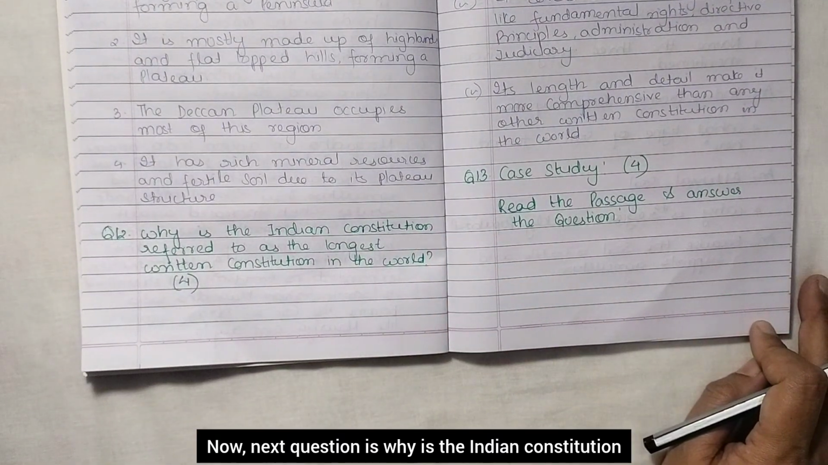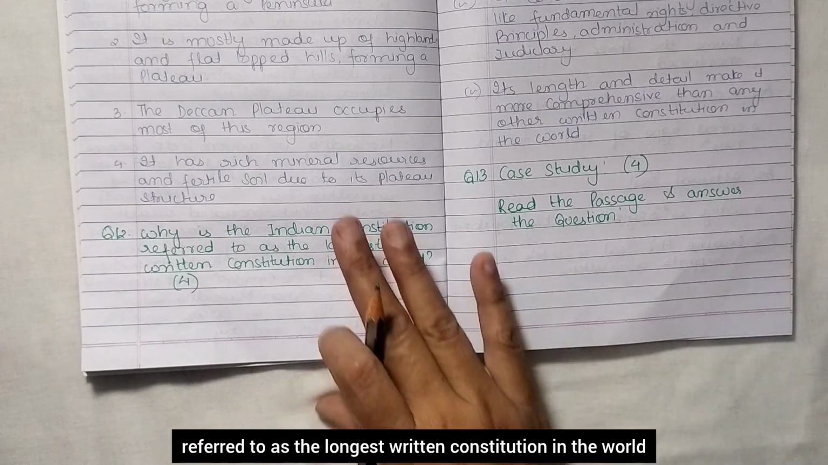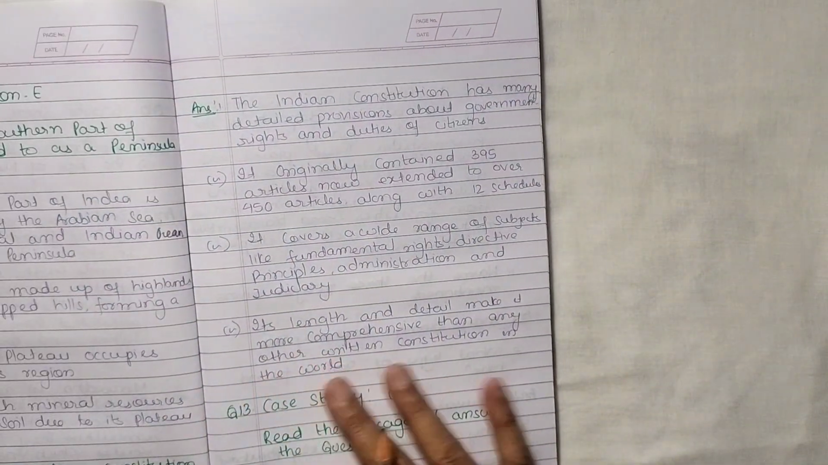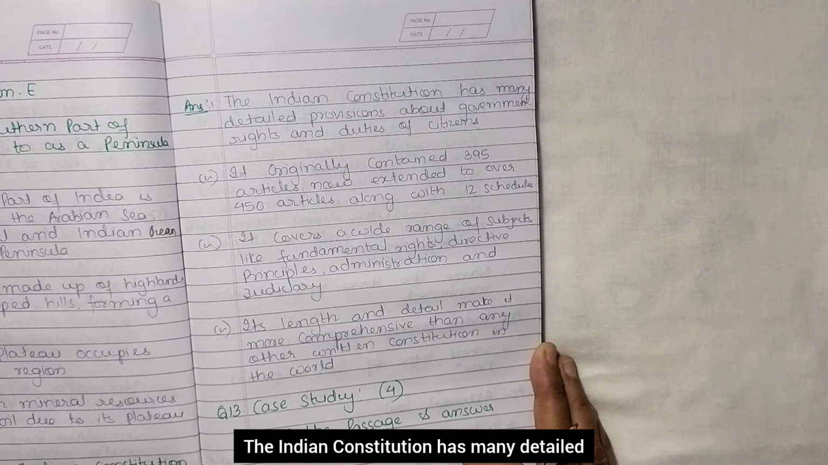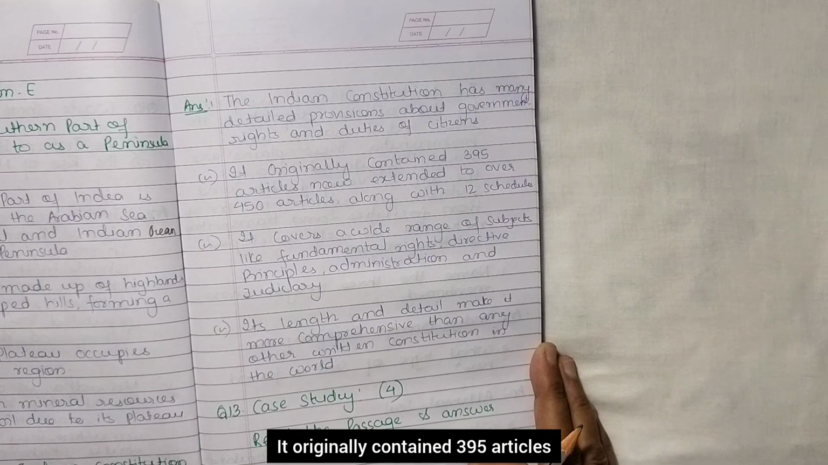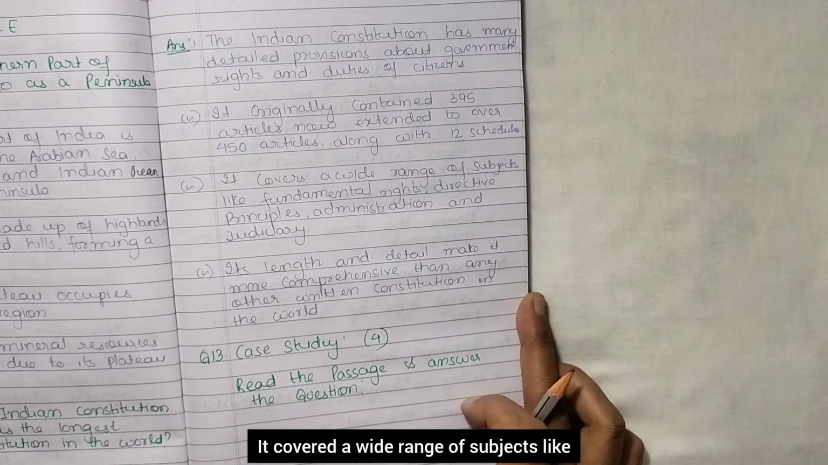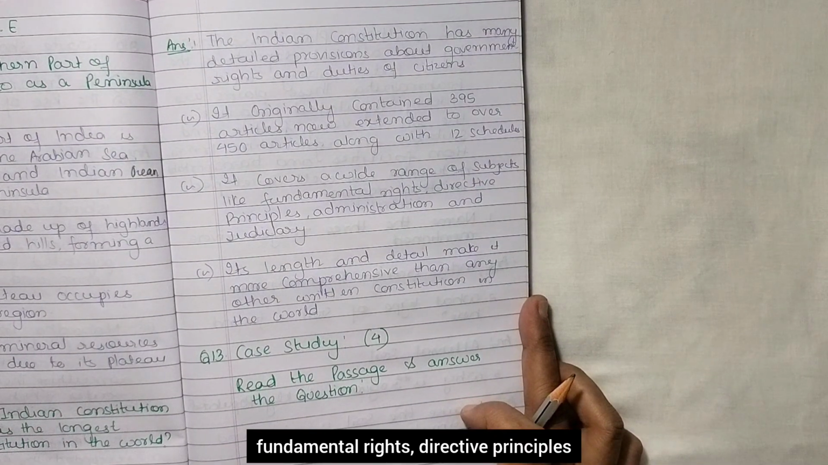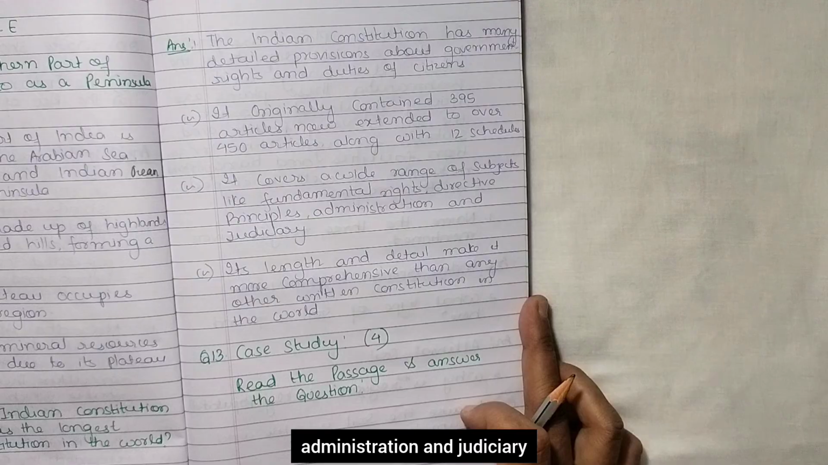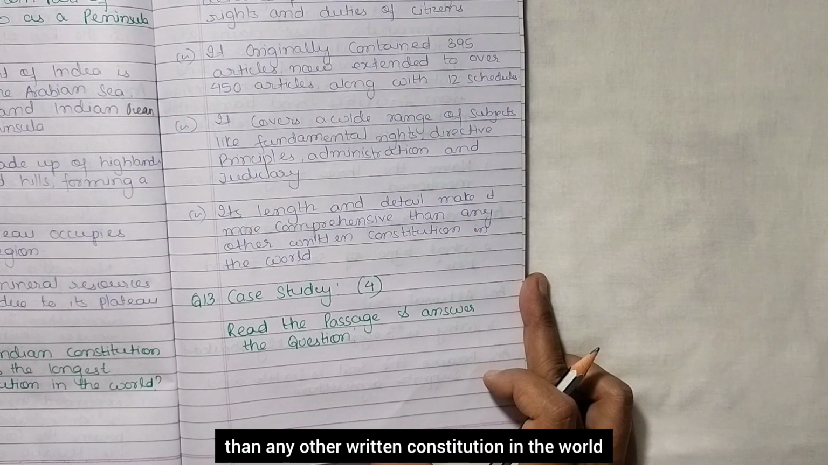Now next question is, why is the Indian Constitution referred to as the longest written constitution in the world? The Indian Constitution has many detailed provisions about government and the rights and duties of citizens. It originally contained 395 articles, now extended to over 450 articles along with 12 schedules. It covers a wide range of subjects like fundamental rights, directive principles, administration and judiciary. Its length and detail make it more comprehensive than any other written constitution in the world.